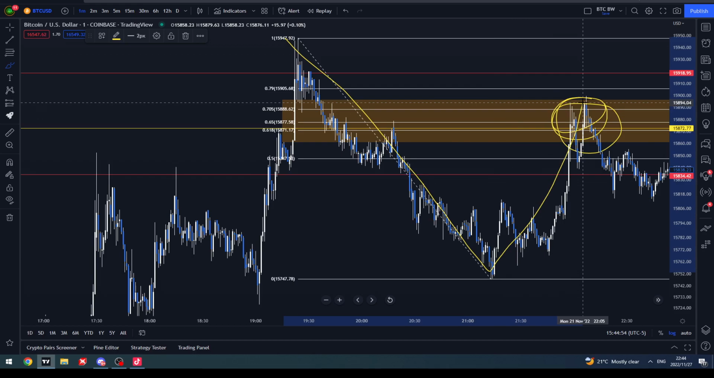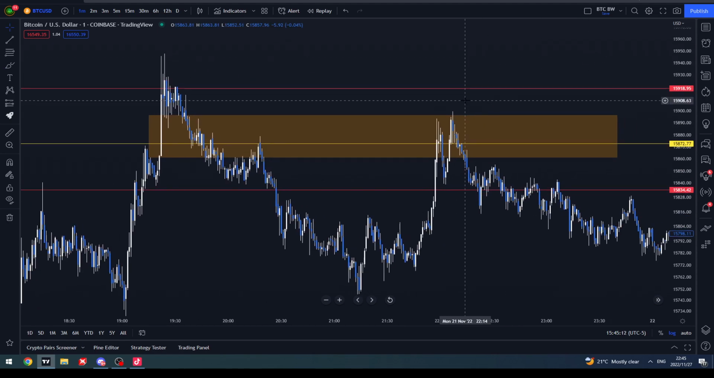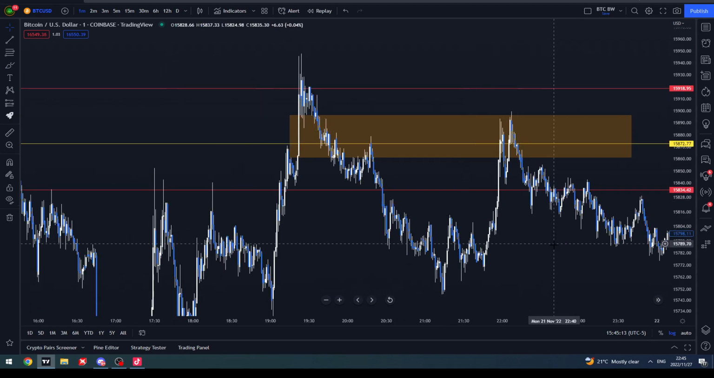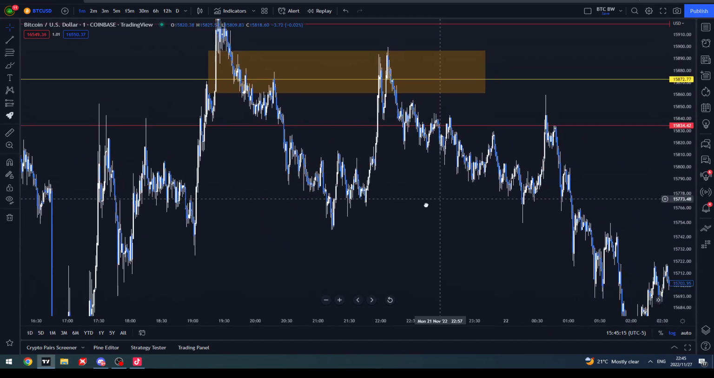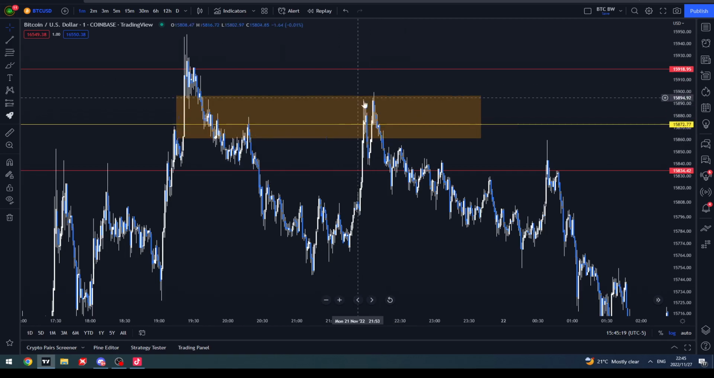Price came back into the fair value gap that you used to confirm the market structure shift, and then it moved away. This area is in a premium area of the range, so you would sell here. Notice that there are no candles closing above the fair value gap. Right, got that? Let's look at what price did afterward. Price moved away to the downside.